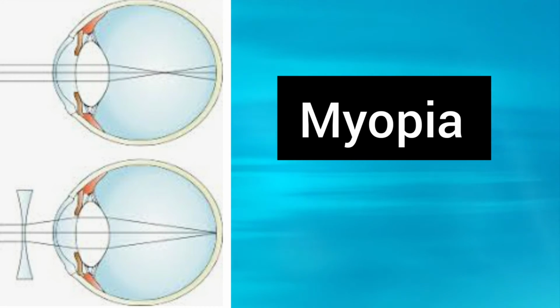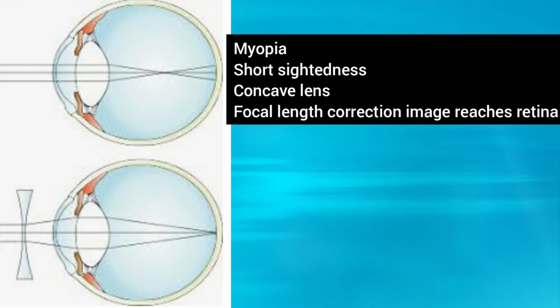Why? Because of the lengthening of the eyeball, the distance between the eye lens and the retina or screen is increased. Thereby, the far point will no longer be infinity for such eyes. So the far point has come closer. By using a concave lens, this can be corrected, so that the correct image reaches the retina.